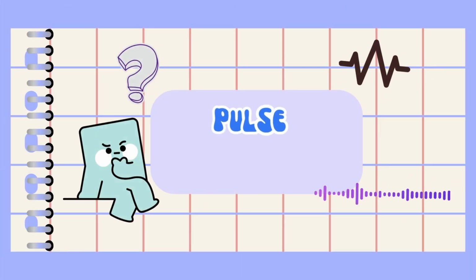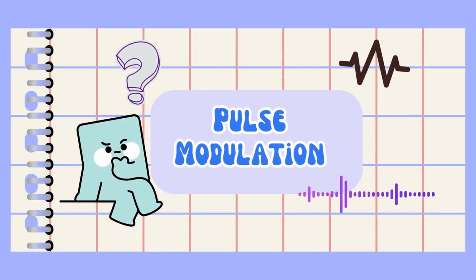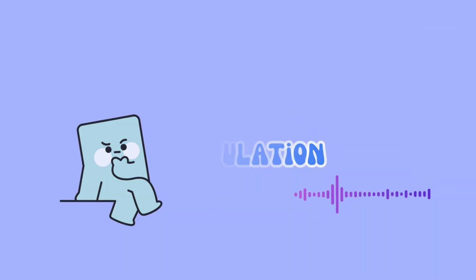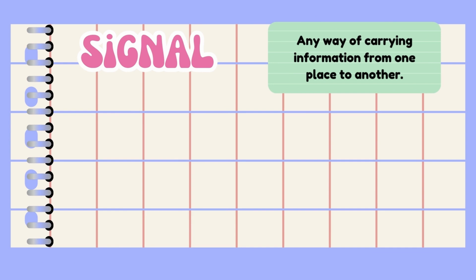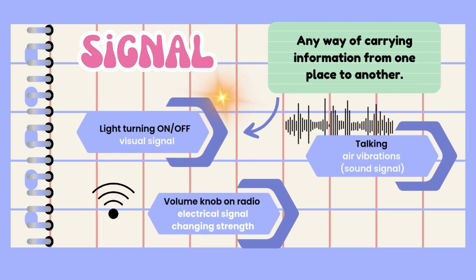Have you ever heard of pulse modulation? It's not a term that we usually hear, but it's surrounding us. Let's start by understanding what a signal is. A signal can be described as any way of carrying information from one place to another. In daily life situations, signal is everywhere.